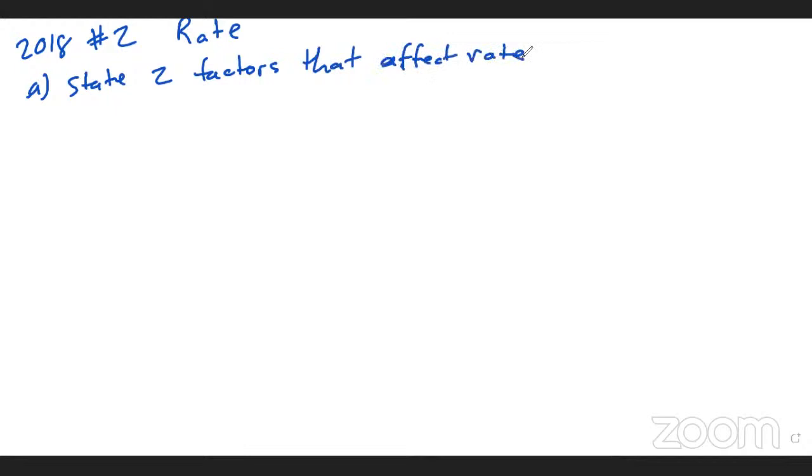All right, what are some factors that affect rate? Concentration, temperature. So the first thing they ask is two factors that affect rate. So we know concentration, temperature, and you can list them because I know you know them. Pressure, particle size and pressure.